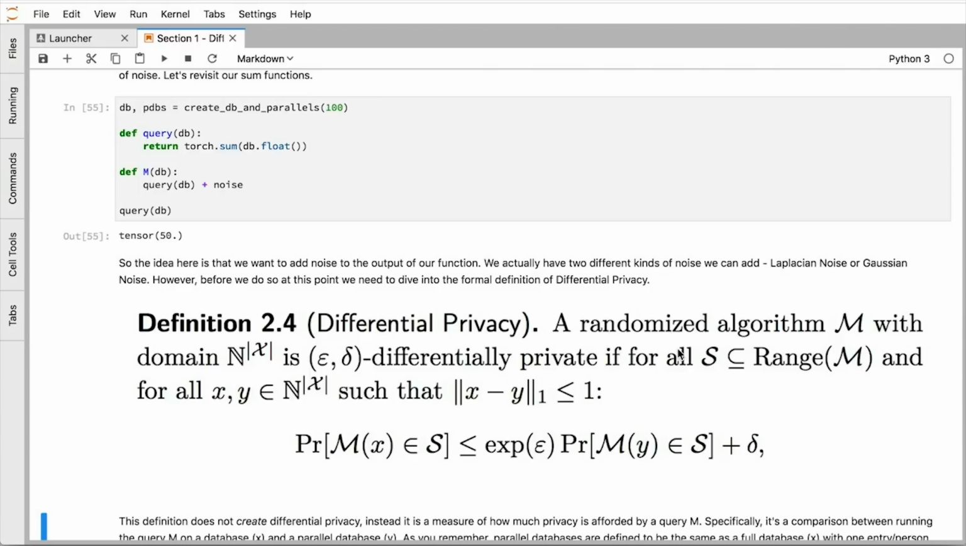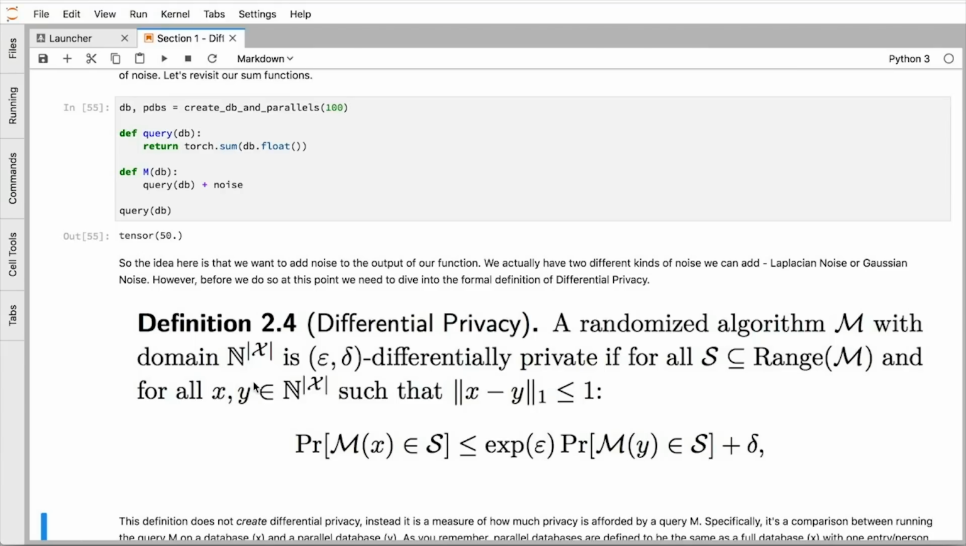Okay, so let's just walk through this one more time just to make sure that you understand this setup for this definition. A randomized algorithm M, with a domain in ℕ^X, and actually earlier in this paper, it was identified that this is referring specifically to a histogram over a database, is epsilon-delta differentially private if, for all the things that M could predict, so all the potential outputs of M, for all the potential inputs that are parallel databases. And this is the part that's saying it's parallel, that this constraint is true.